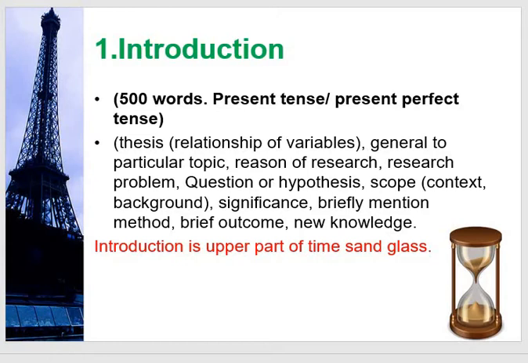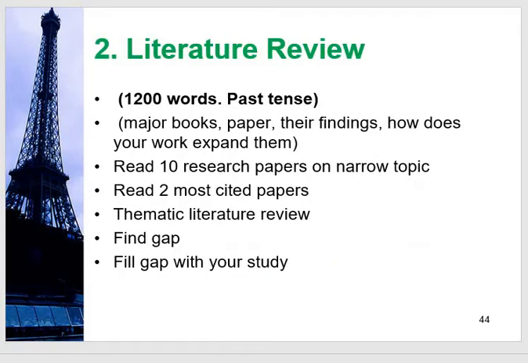Basically, writing a research paper is the construction of new knowledge patterns. The literature review consists of almost 1200 words. Use past tense. You will take the most cited research papers in that domain, or the major books in that domain, and you will write some selective summarized parts in your literature review.